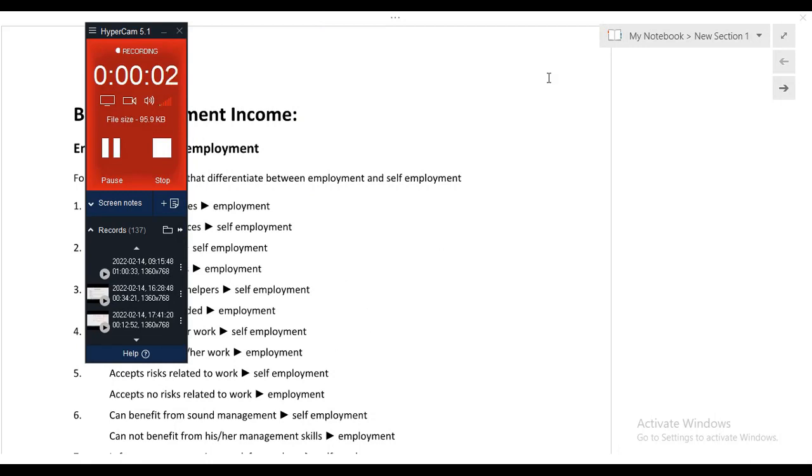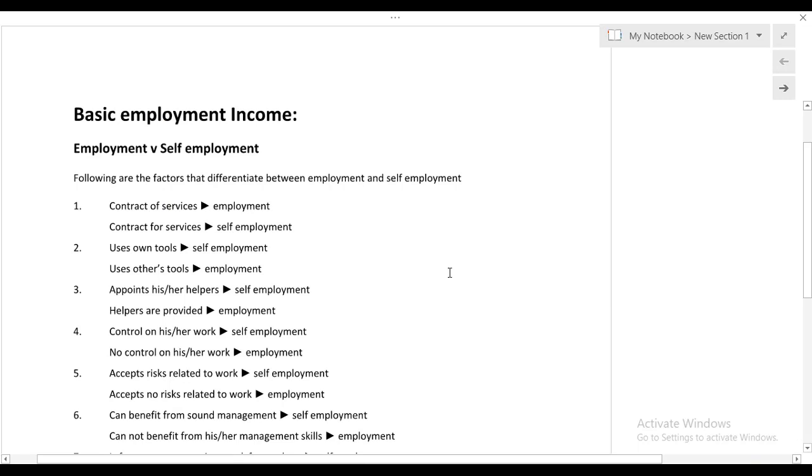Good morning. Let's start the employment income. Actually, in employment income, we are starting from the basic employment and then we'll move to other areas. In basic employment, basically, we'll be covering the entire area of F6. Okay, so let's start. Basic employment.